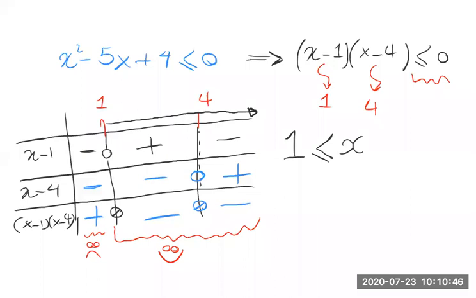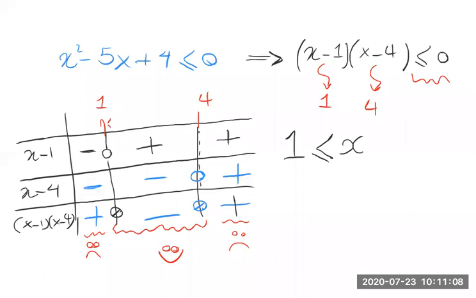Oh, sorry, I made a mistake in the last one. You're right. Both of them are plus, their multiplication would be plus. So we like only this part. We don't like this part either. So the part we are interested in is from 1 to 4. Does it contain 1 and 4? Yes, because if x is 1 or if x is 4, the result would be 0. The square root of 0 is defined. So the answer is from 1 to 4.